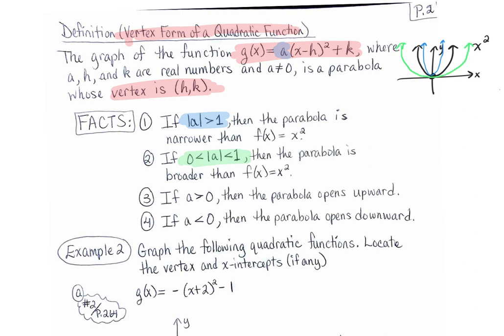Okay? Now, if a is greater than 0, so if a is positive, that you want to make note of. Another way of saying this, a is positive. If a is positive, then the parabola opens upward. If a is negative, then the parabola opens downward. So it can look like that.